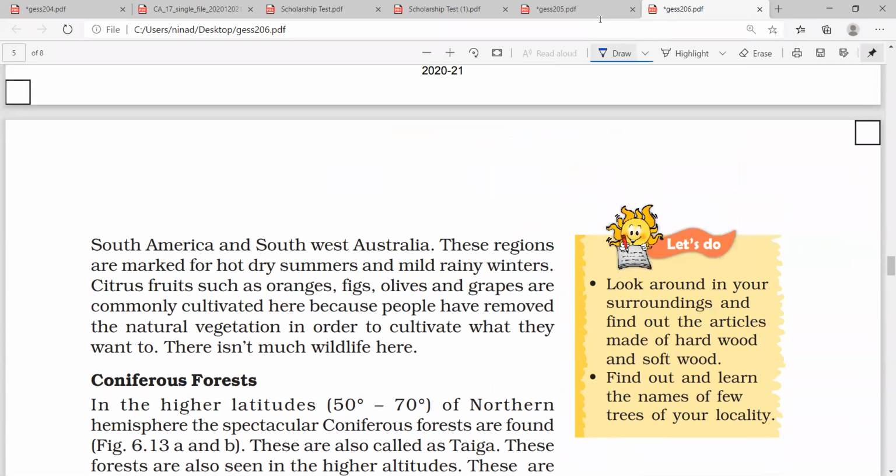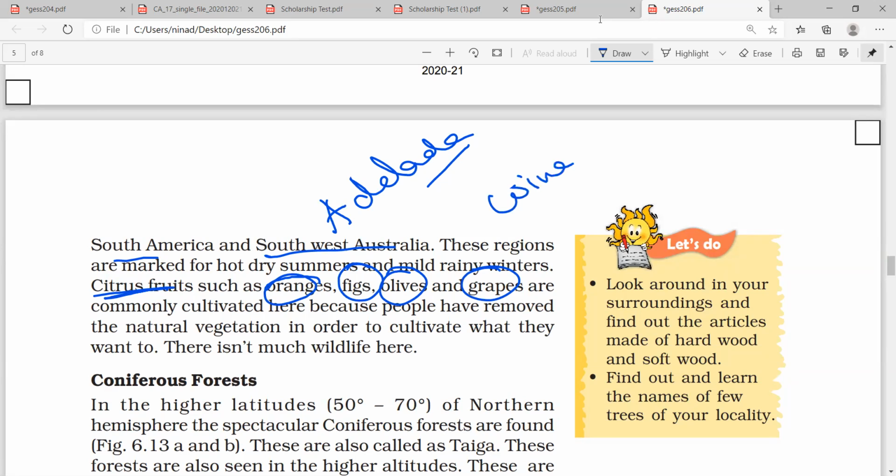So the Mediterranean climate is found in South America and Southwest Australia. I told you yesterday one example called Adelaide. South America, Central Chile, all these places are very famous for citrus fruit: oranges, figs, olives, grapes, and wine making. They are very famous for wine making, vineyards. And there isn't much wildlife found in the Mediterranean.